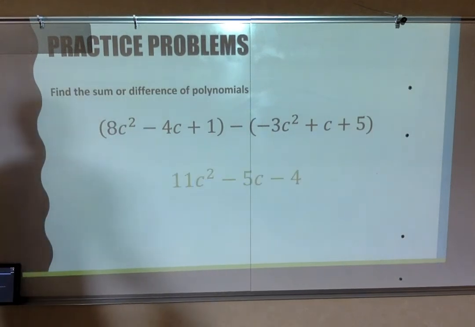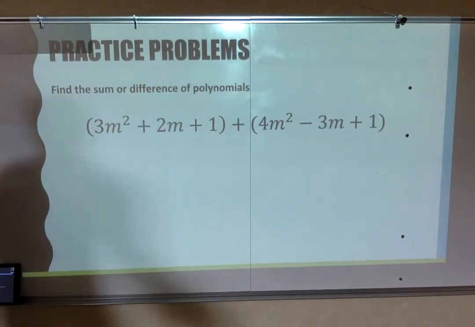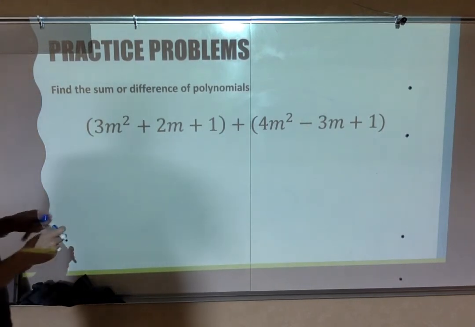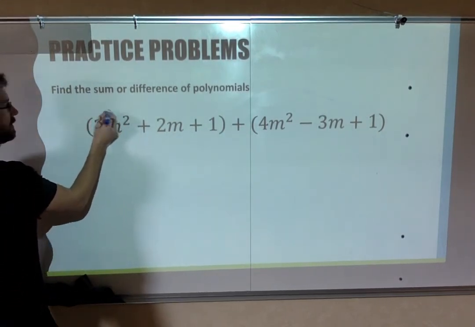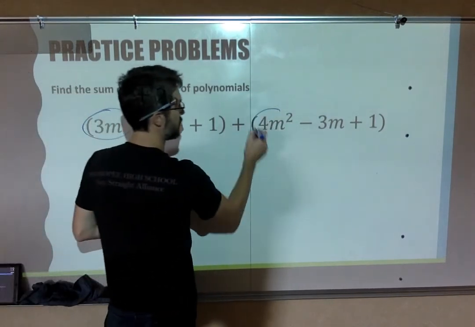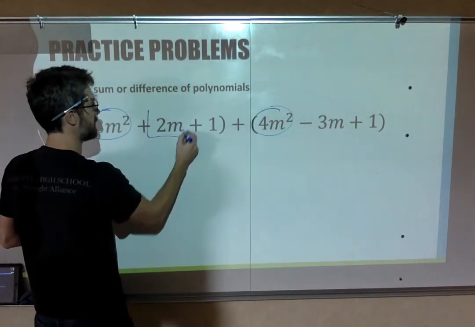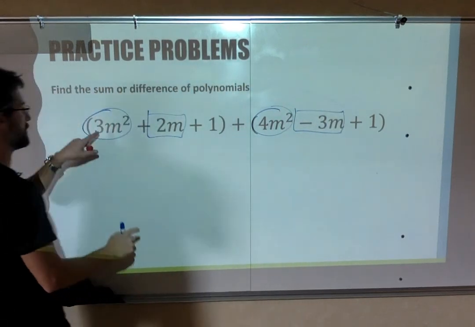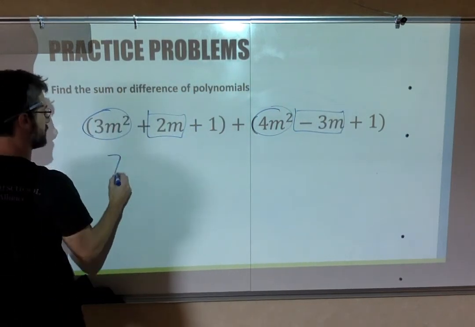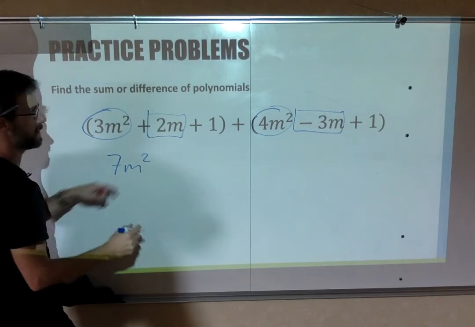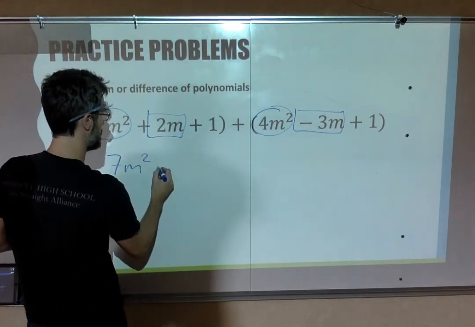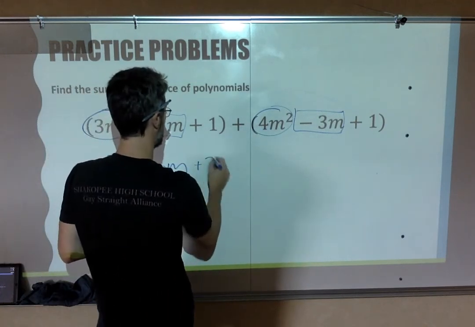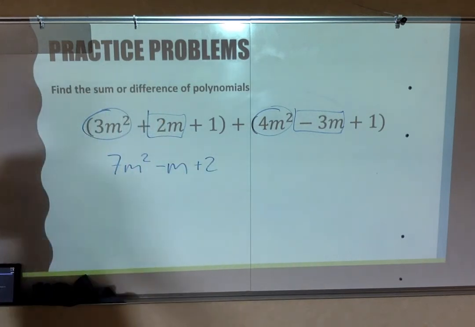All right, couple more. Quick addition one. Pause it, try it, resume when you want to see it. We've got some m squareds. We've got some m's. And we've got some plain numbers. 3 plus 4 for the m squareds makes 7m squared. 2 minus 3 for the m's makes a minus m. And 1 plus 1 continues to be 2.